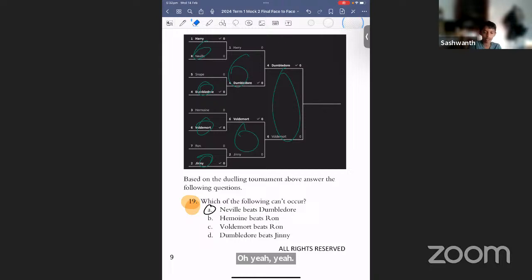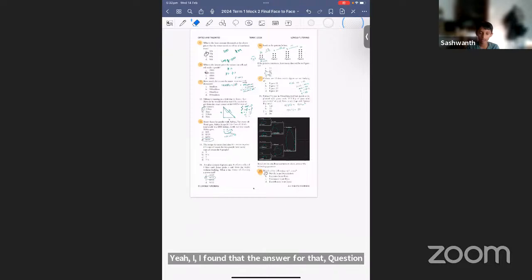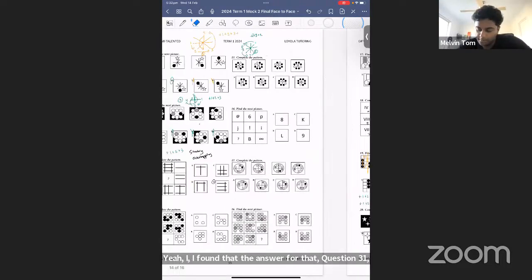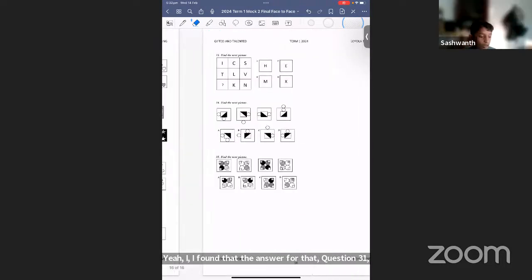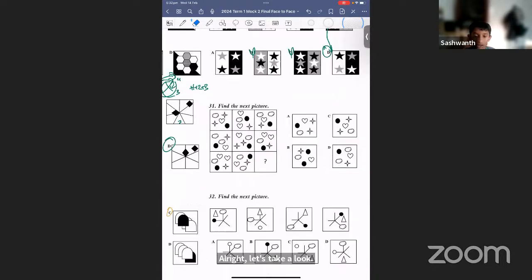I found out the answer for that. Can you please do question 31, abstract reasoning? All right, let's take a look. This one here.